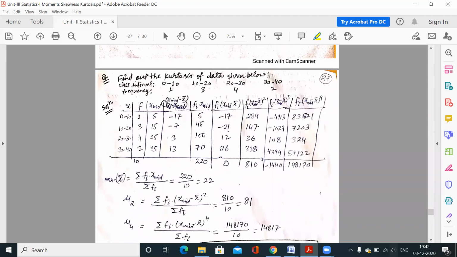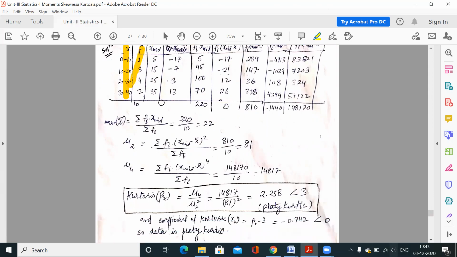Now find out the kurtosis of the data given below. The data is a class interval, so this is our X, and these are the frequencies F. So X and F. Now we have to calculate kurtosis. And what is kurtosis?